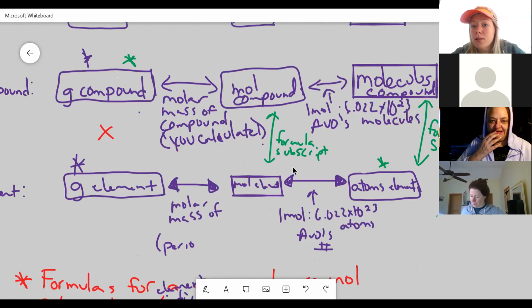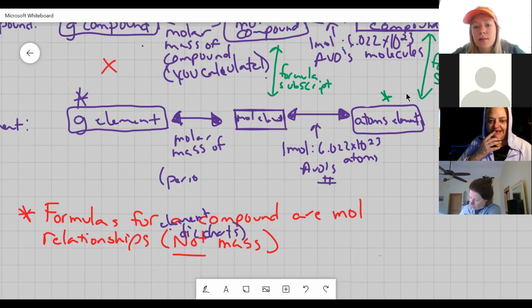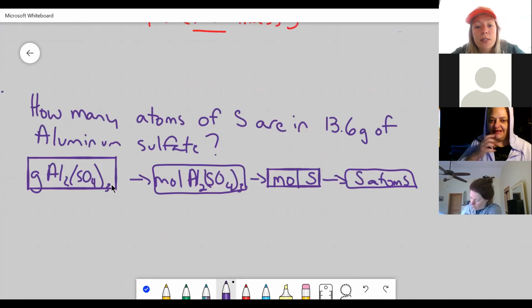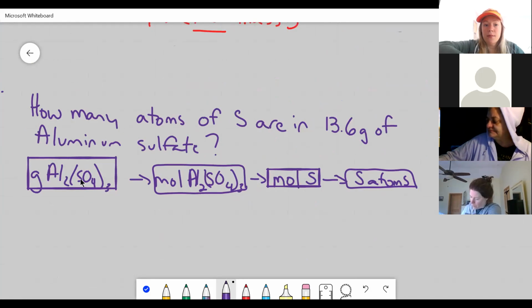We're actually taking a different path. So we just want to use what the path tells us. So this first step here, we need to use the molar mass of aluminum sulfate. It's a pretty clunky molecule.